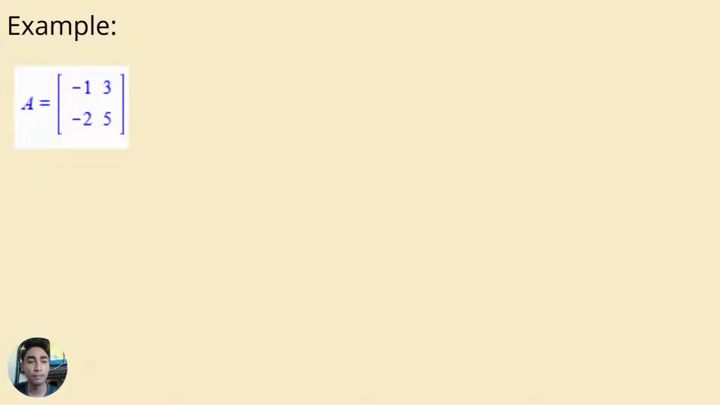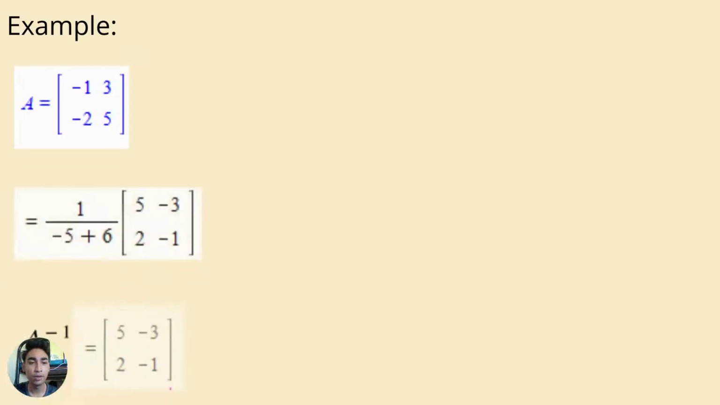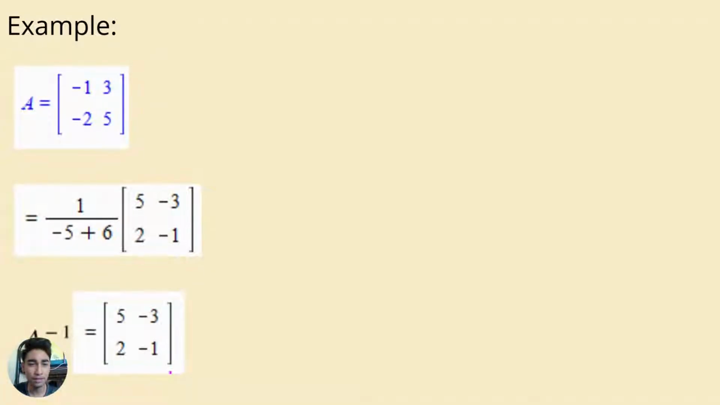Okay, we have matrix A. The first row is -1, 3, and the second row is -2, 5. So we must include the values of matrix A into the formula, and then we get the inverse matrix of A, where the first row is 5, -3, and the second row is 2, -1.